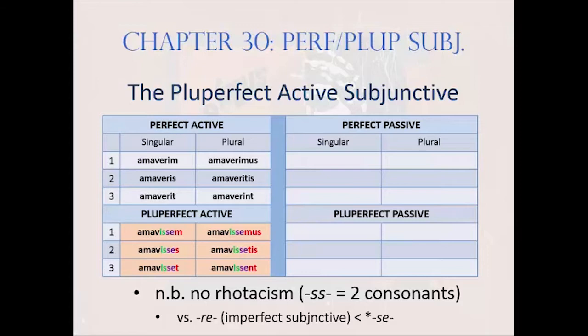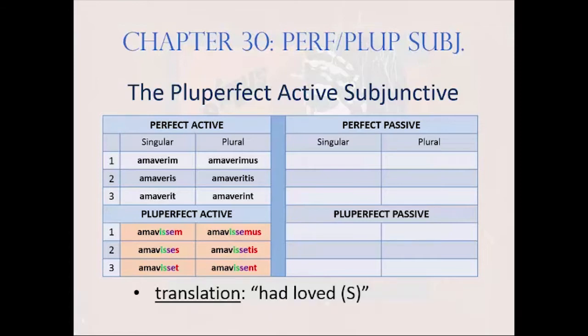The translation of the pluperfect subjunctive offers no excitement of any sort. It's had subjunctively, for instance, had loved subjunctively. Even I can't think of anything more to say about that. So let's move on to the passive subjunctive in the perfect system, where the non-surprise parade continues.